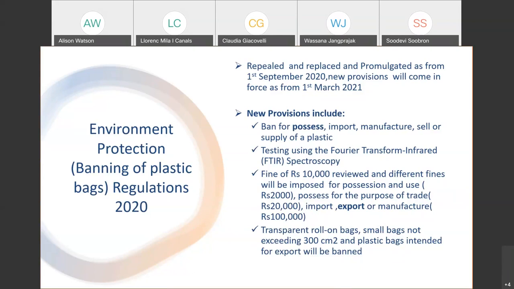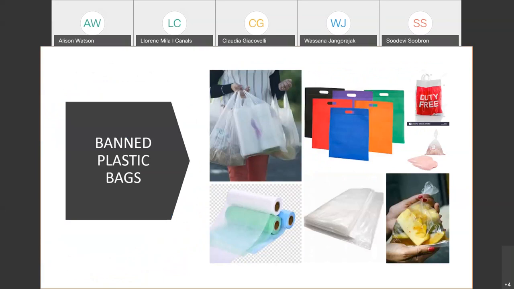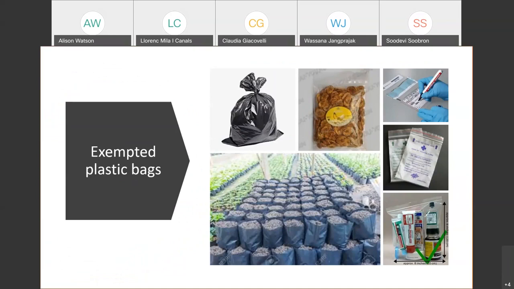Next slide, please. So these are the banned plastic bags. This is the small bags and duty-free bag. Next slide. So these are the exempted bags that are now in the new regulation that are allowed.